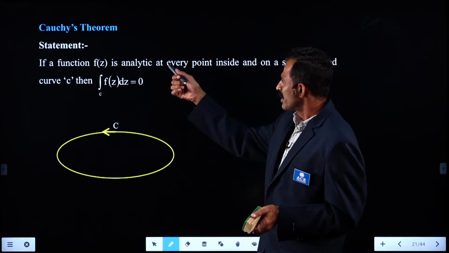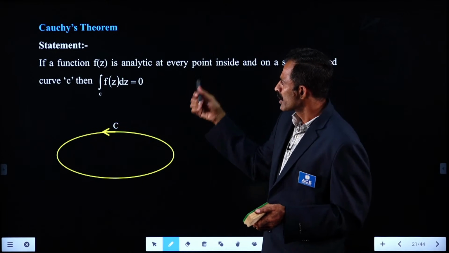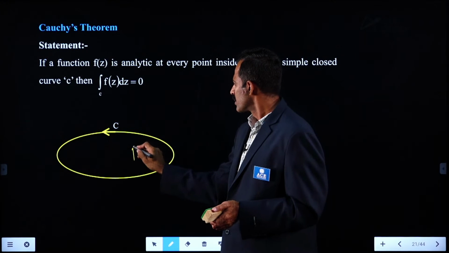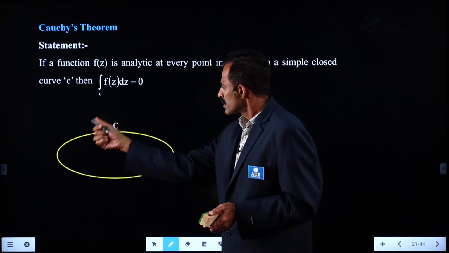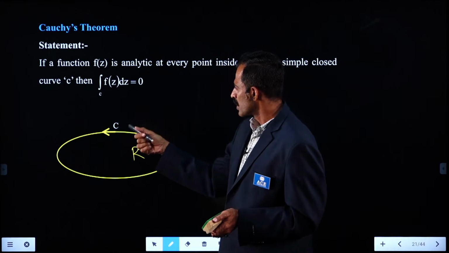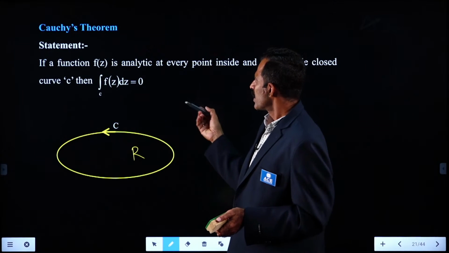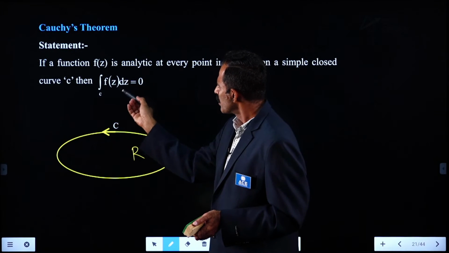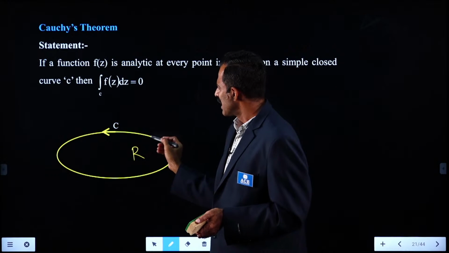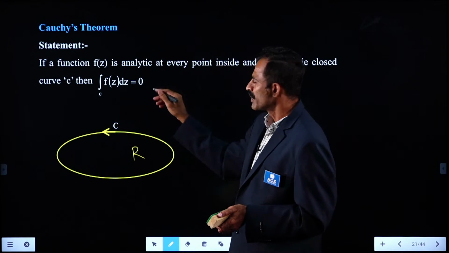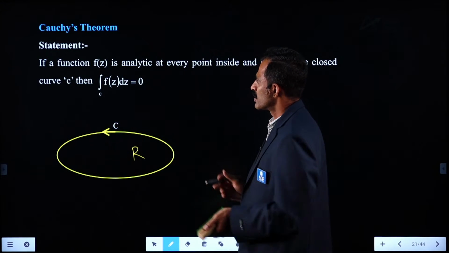Now this is the theorem. The name of the theorem is Cauchy's theorem. This theorem is for a simply connected region R, because we have taken the simple closed curve C, and inside C we are considering the total region. So whenever the function f of z is analytic at every point inside C and on C, then the integral along the closed curve is always 0. This is Cauchy's theorem.